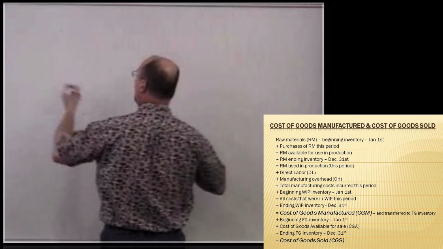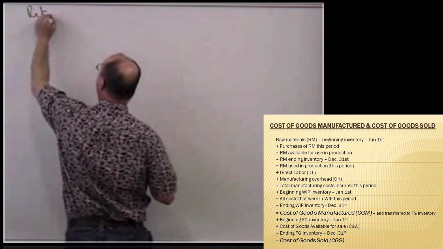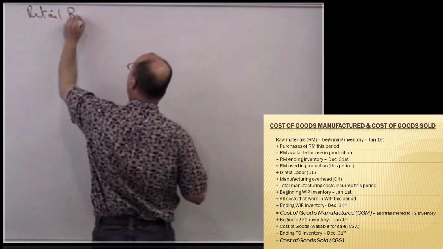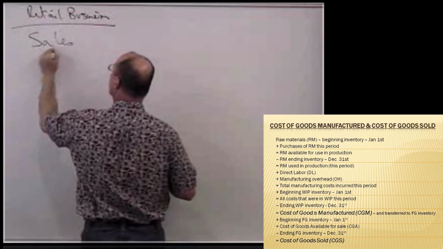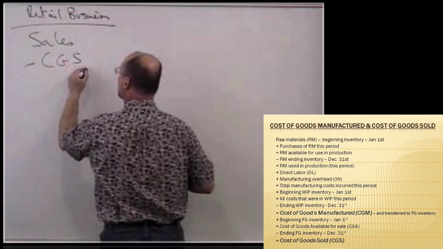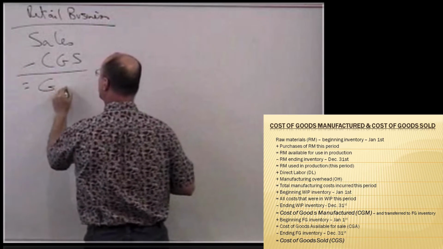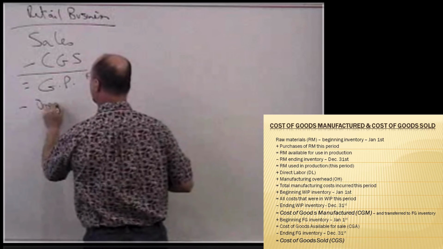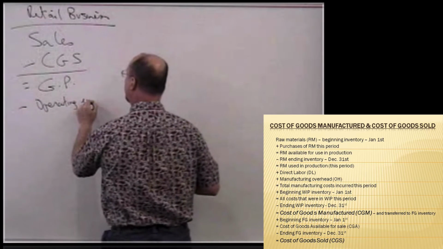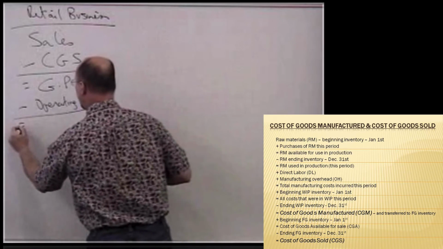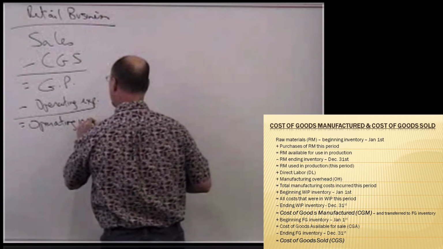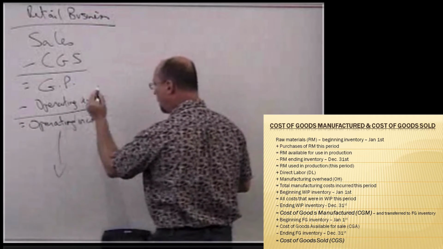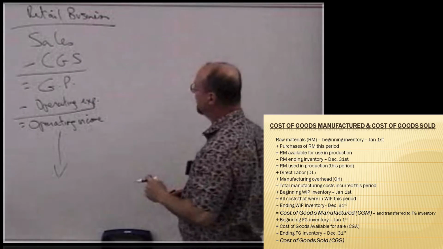You may recall in a retail business, sales minus cost of goods sold equals gross profit minus operating expense equals operating income. Okay, and then we have more on the income statement, but that's not really our discussion here.